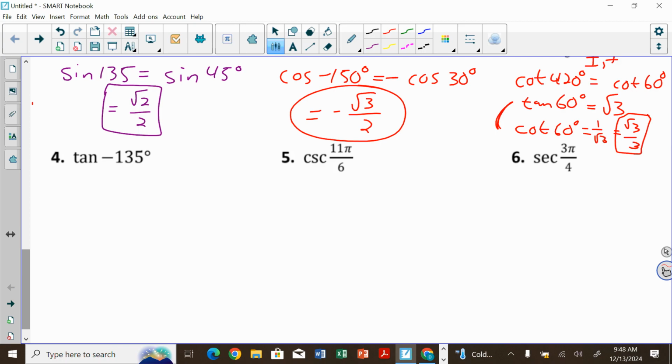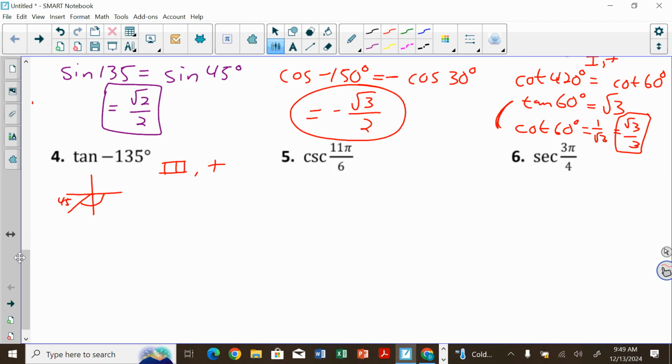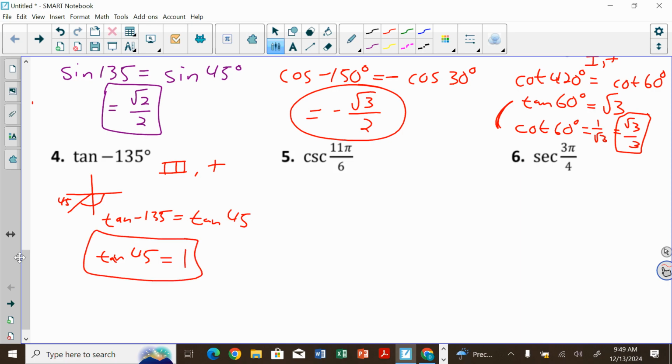Okay, so tangent of negative 135. Again, just finding that reference. If I'm going negative, I'm going this way, I'm going to be in quadrant 3, right? And that's going to be a 45-degree angle. Tangent in quadrant 3 is positive. So now instead of using negative 135, I know that tangent of negative 135 would equal tangent of 45. I can just use my notes and my chart and say the exact value of tangent of 45 is 1. All right, that helped out.